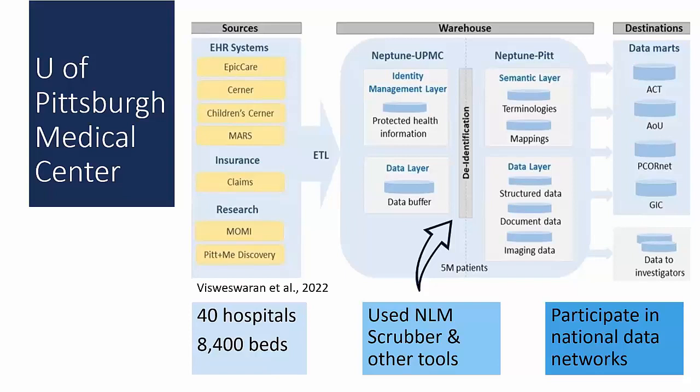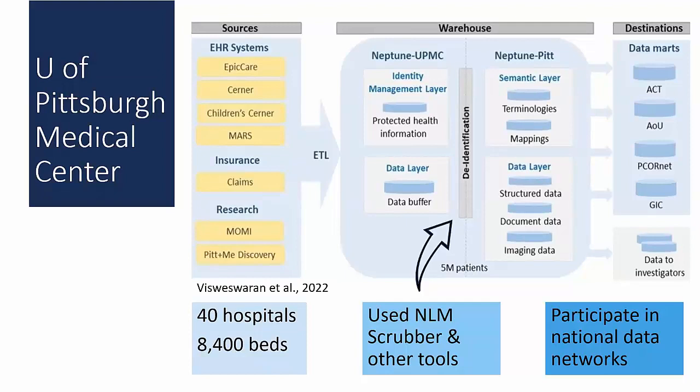What they did is they used the NLM Scrubber to do what they called a best effort de-identification. And that allowed them to participate in these national data networks, including All of Us. So de-identification was a crucial step before they were able to share their data back out to researchers and other organizations. You can see this is from their article that they published.